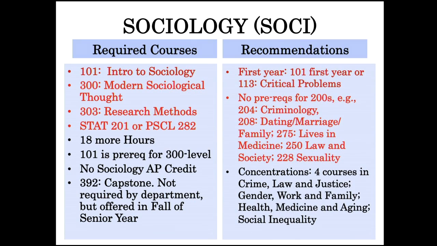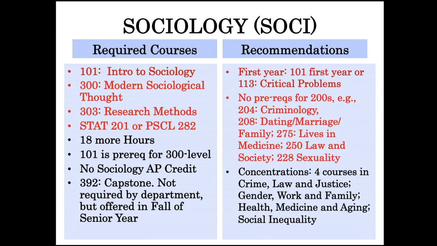Sociology is a major that, again, is relatively flexible. It has 3 required courses: Introduction to Sociology, Modern Sociological Thought, and Sociological Research Methods, as well as the Statistics course, either Stat 201 or Psychology 282. And then an additional 18 hours, roughly 6 courses, are required to complete the major. The introductory course, 101, is a prerequisite for 300-level courses.